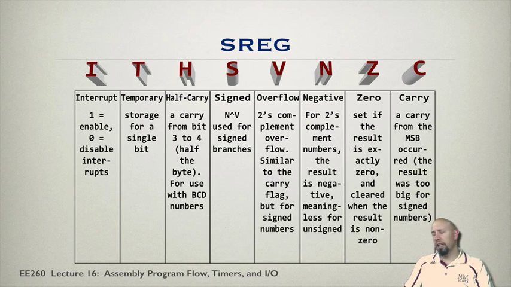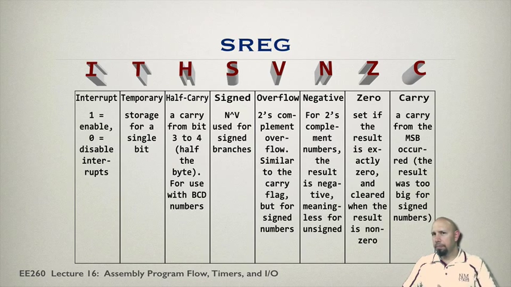But anyway, it's available. There's the signed bit, the S bit, which basically is the N bit exclusive ORed with the V bit. This is used a lot for signed branches. So this is actually very commonly used for signed branches. We'll come back to see where it comes in a little bit later.